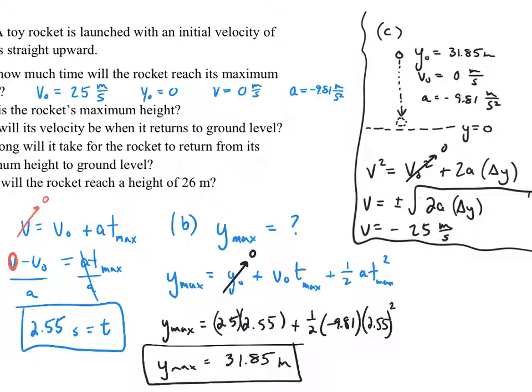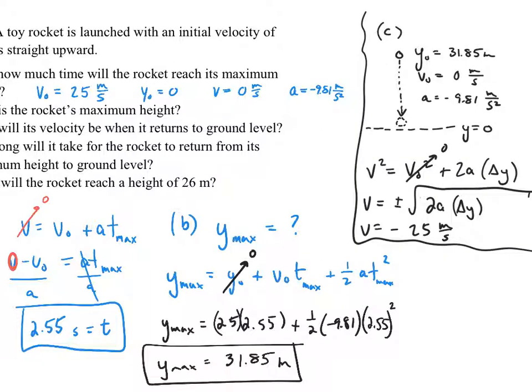This is negative 9.81. This delta y is 0 minus 31.85. It's a negative times a negative, which is a positive under a radical. You can't have a square root of a negative, it's imaginary. So if you got a non-real answer, you made a mistake plugging this in as positive by accident. This would be 0 minus 31.85.